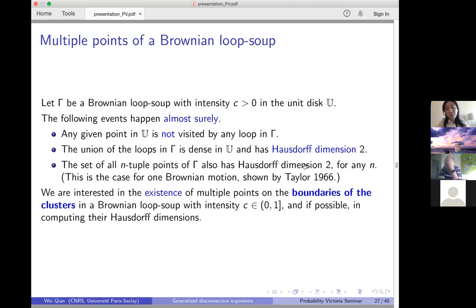So we will not be interested in multiple points inside the Brownian loop soup in general, because we already have the answers here. But we will be interested in the existence of multiple points on the boundaries of the clusters for the intensity C between 0 and 1. And if possible, in computing their Hausdorff dimensions.